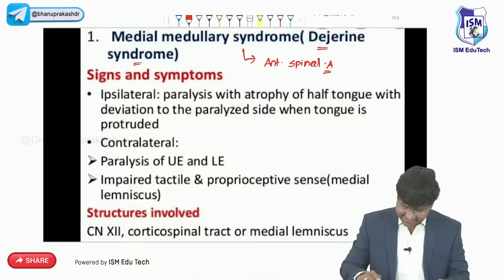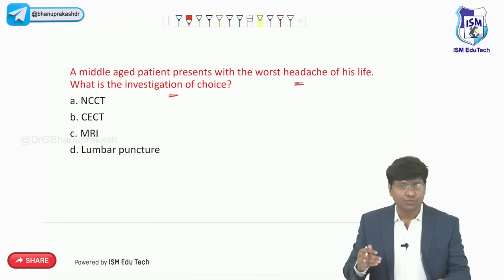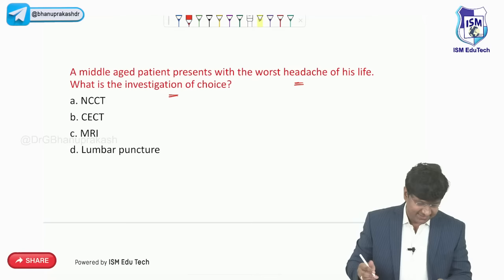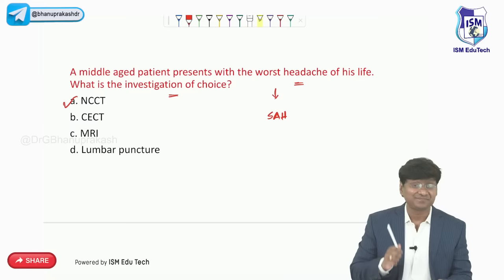Okay, next, you see this clinical question. A middle-aged patient presents with worst headache of life. What is the investigation of choice? So the next thing we will go on to is the discussion of the stroke. So, yes, worst headache of life, the description is nothing but subarachnoid hemorrhage. And what will be the investigation of choice in case of subarachnoid hemorrhage? It is your CT brain. CT brain is the investigation of choice in case of subarachnoid hemorrhage.